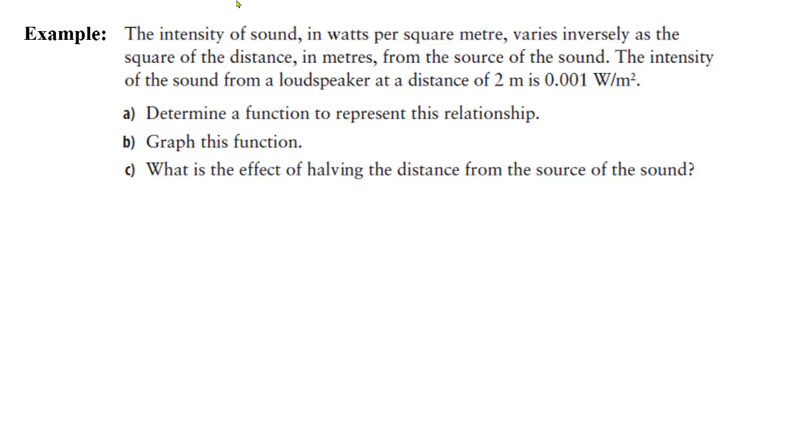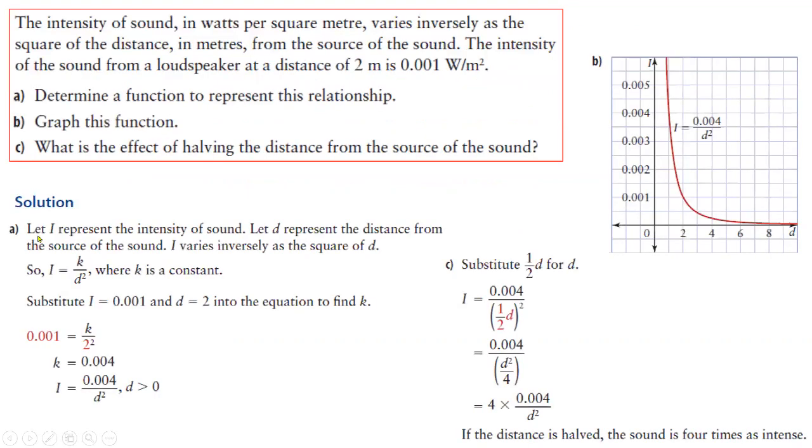All right, any thoughts? Okay, let's have a look at the solutions together. First, we can let I represent the intensity of the sound, and then let D represent the distance from the source of the sound. I varies inversely as the square of D. So we can express I equals K over D squared, right?